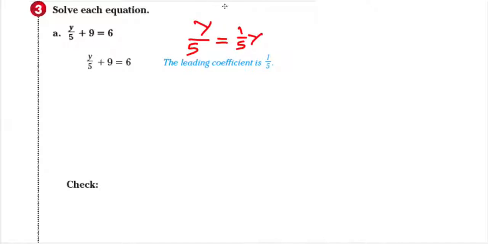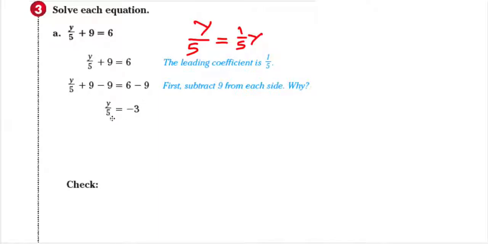So knowing that the coefficient is 1/5, we want to undo addition first. Because in our order of operations, we need to divide and then we need to add. So if we want to work backwards, then that means we need to undo addition before we undo the division. We do this by subtracting 9 from both sides of the equation. Again, why do we subtract 9? Because we are working backwards and we want to undo positive 9. So doing that, we're left with y over 5 equals -3.